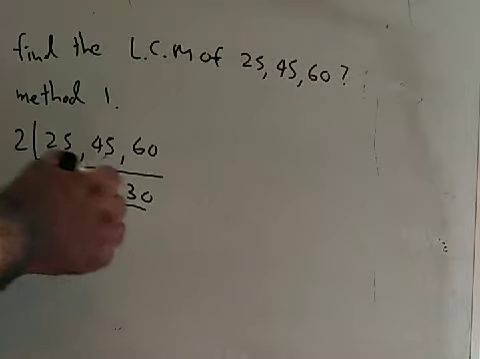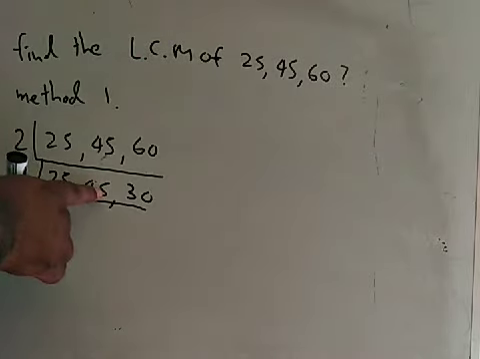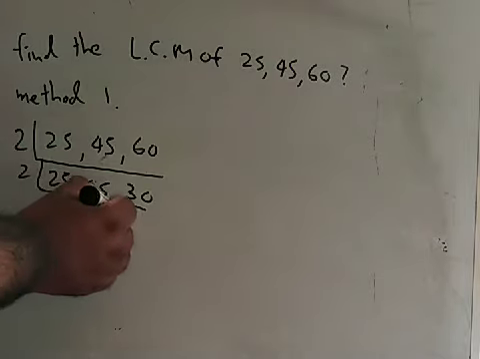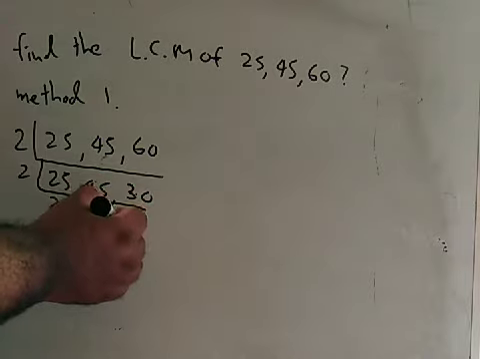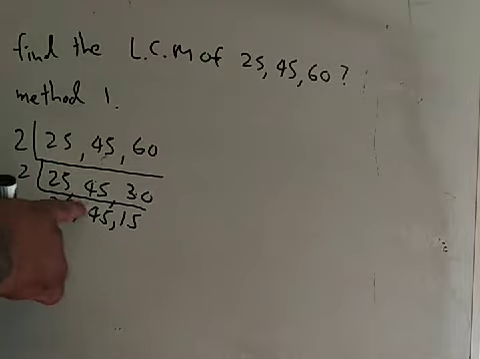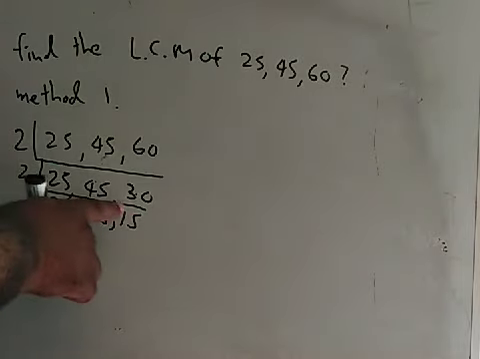Again 25 and 45 can't divide by 2. But 30 can divide by 2. Then 25 divided by 2, 25, 45. Then 30 divided by 2, 15. Here 25, 45, 15. Now can divide by 2? Can't. Then can we divide by 3?